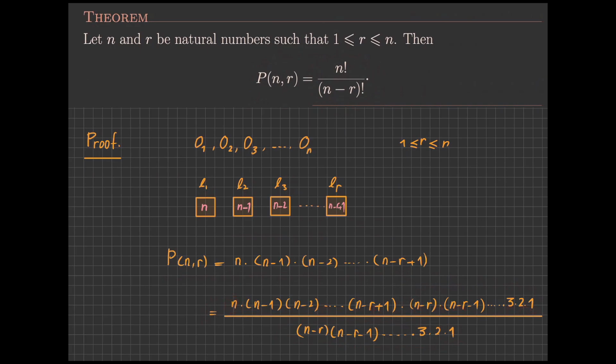So let me write here above. So this becomes just simply n factorial. Yes? And then what is the denominator? The denominator is 1 times the next number 2 times the next number 3 up to times the next number n minus r. So this means this is n minus r factorial. Yes? So this means that this is equal to this expression. So that's the proof. The proof is extremely simple.